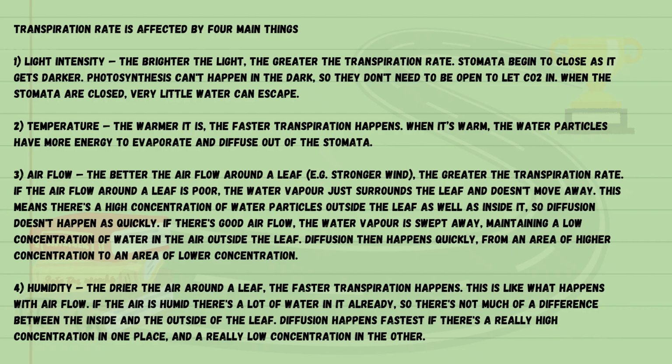Transpiration rate is affected by four main things. Number one is light intensity. The brighter the light, the greater the transpiration rate. Stomata begin to close as it gets darker. Photosynthesis can't happen in the dark, so they don't need to be open to let CO2 in. When the stomata are closed, very little water can escape.